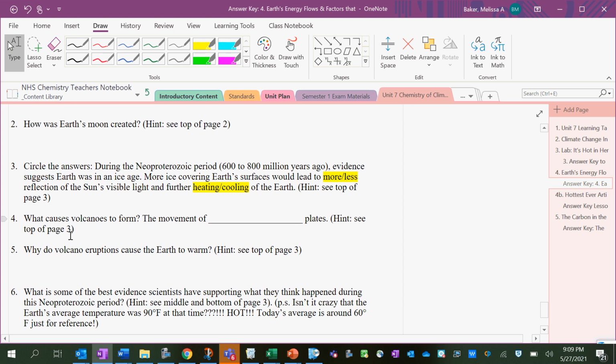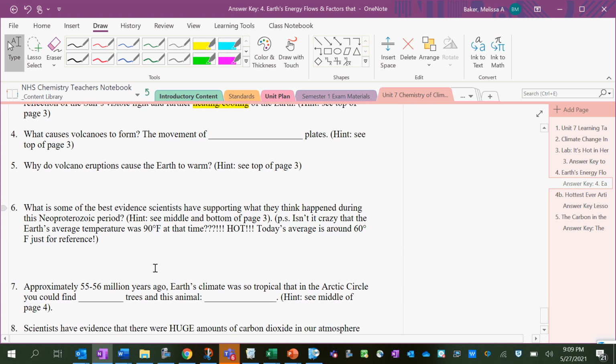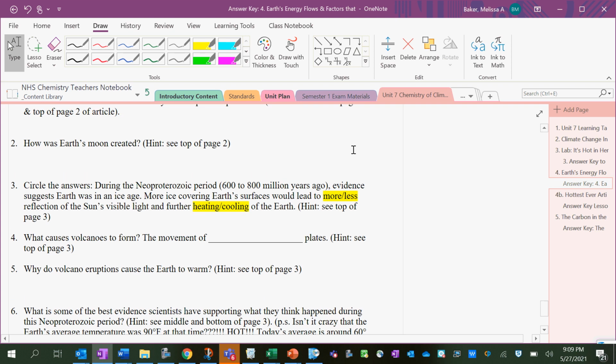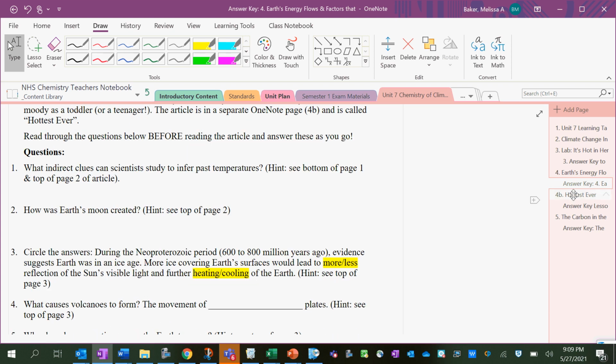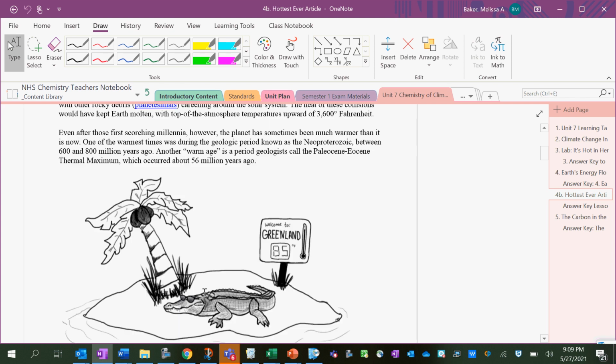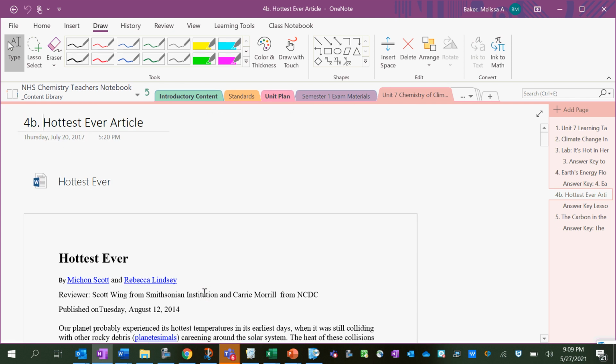Okay, so top of page 3, top of page 3, middle and bottom of page 3. Okay, so I'm not going to go through that article because that is definitely something you should do right now. So go ahead and skim through this article and find those answers so you can complete this activity. All right, thank you so much.